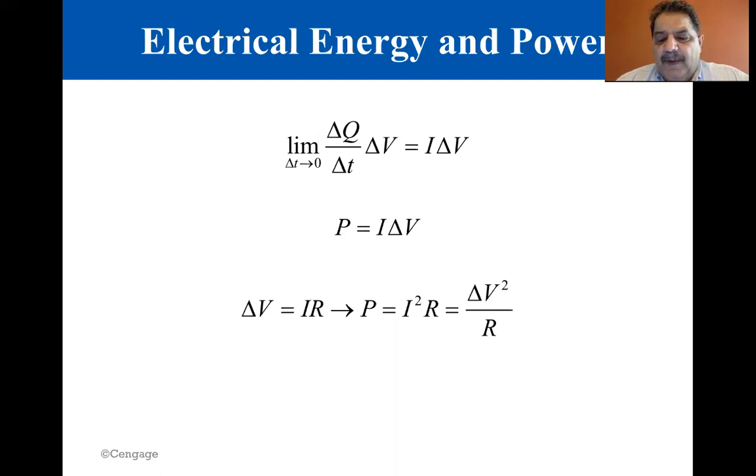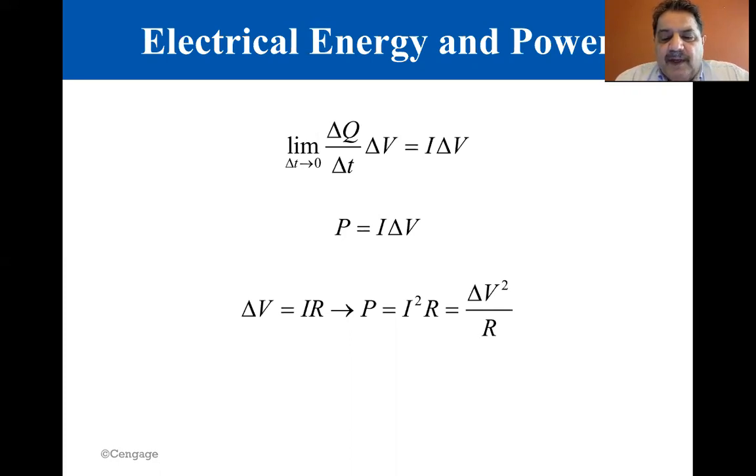We often refer to the power delivered to a conductor of resistance R as an I squared R loss. Keep in mind that these equations apply only to resistors and not to non-ohmic devices, such as light bulbs and diodes.